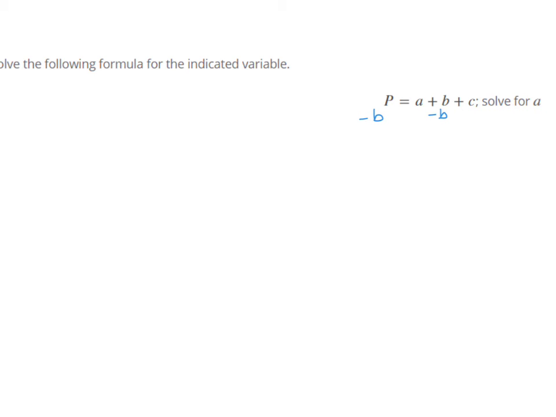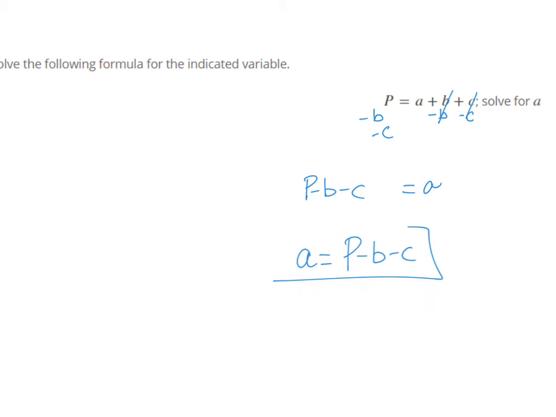And while I'm at it, this plus C, I don't really want that either, so I'm going to do a minus C, and I've got to have a minus C on the left side as well. Now those are going to isolate perfectly so that A is all by itself, and then I'm going to have on the left side a P, and I'm going to subtract a B, and I'm going to subtract a C. So if I wanted this formula and I was looking for A, then I could do perimeter minus the B minus the C, and that would give me my A value.